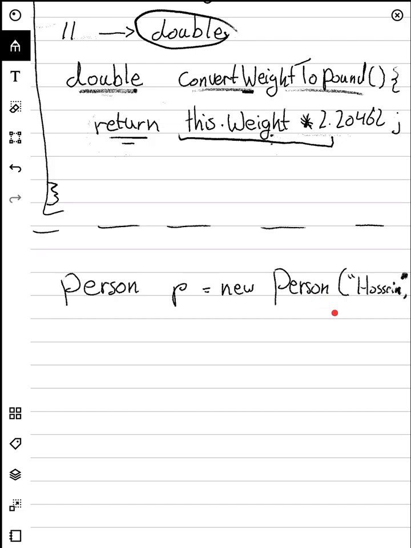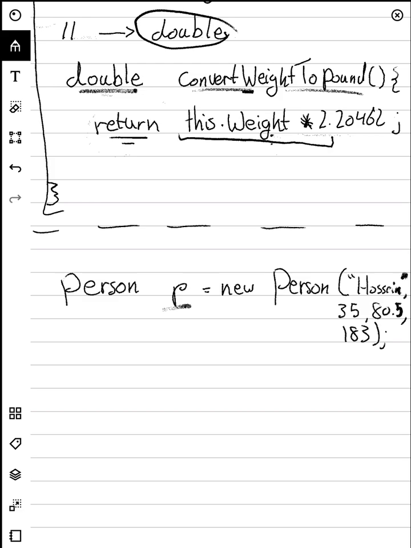Their age is 35. Their weight is 80.5. And their height is 183. Okay, that's our person, right? Yes. If I want to know this person's weight in pounds, what should I do? You should use the method that is written, right?